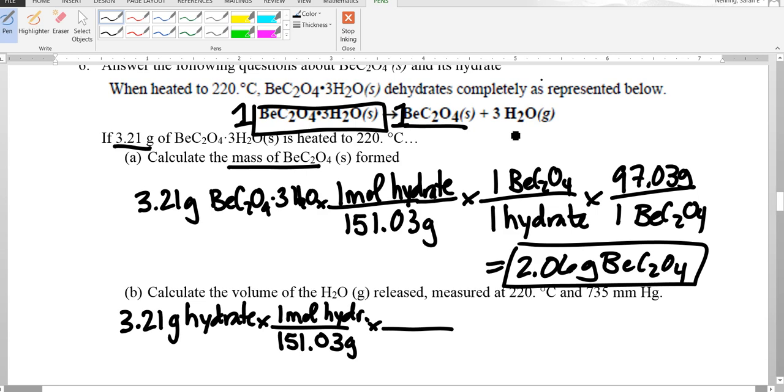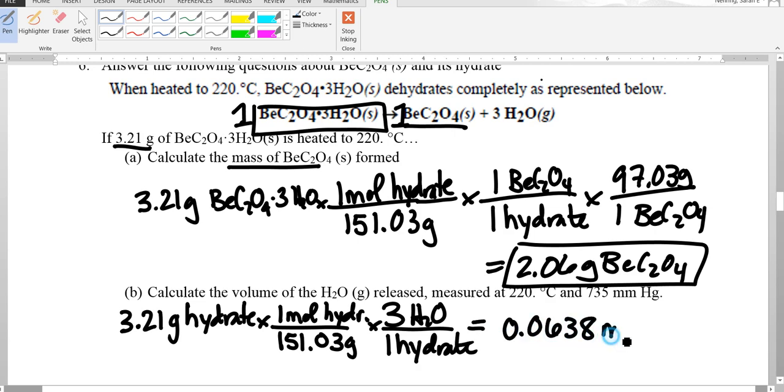And then I'm going to use my mole ratio to convert moles of hydrate, which is my reactant, to moles of water, which is my product. So in this case, it's not a 1-to-1 ratio, it's a 1-to-3 ratio. So every 1 hydrate is going to make 3 moles of water. So if I stop and solve for moles of water, it's 0.0638 moles H2O.